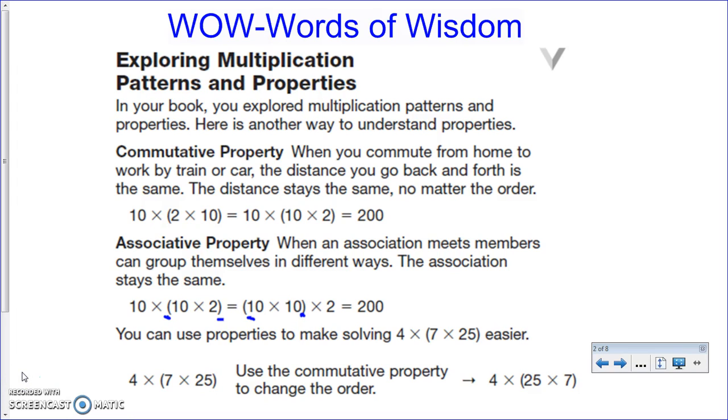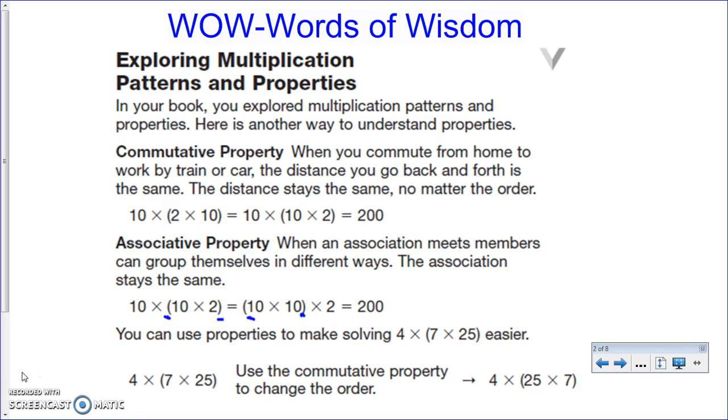Commutative property. When you commute from home to work by train or car, the distance you go back and forth is the same. The distance stays the same no matter the order. This means with numbers, we can change the order to make multiplication easier for us. So here, they switch the order of the 10 and the 2, just to help them multiply easier.